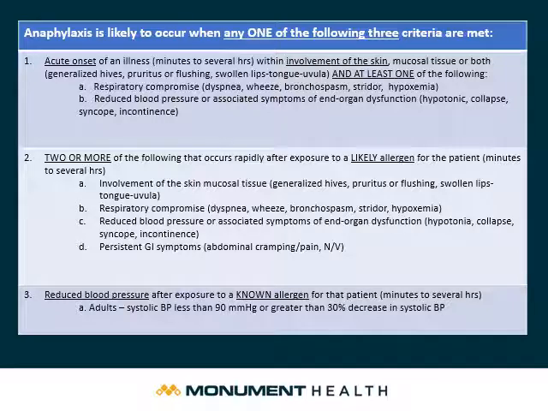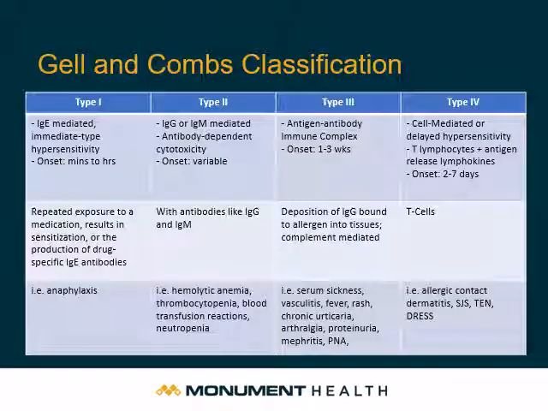Number three, reduced blood pressure after exposure to a known allergen for that patient, so minutes to several hours. In adults, you're thinking systolic blood pressure less than 90 millimeters of mercury or greater than a 30% decrease in the systolic blood pressure. So this is a good little chart to have and think about.